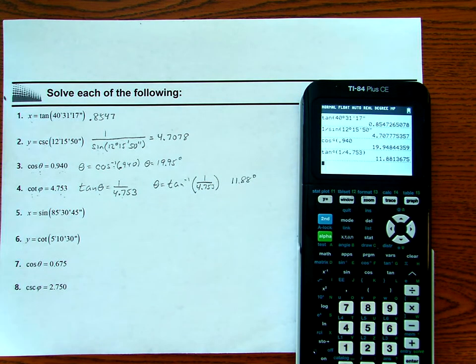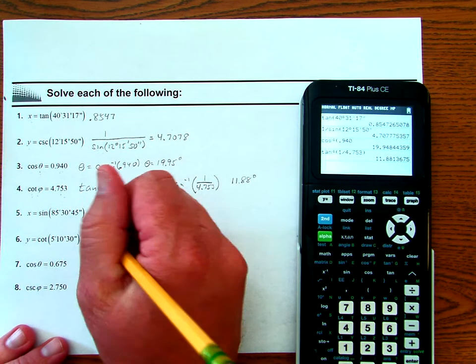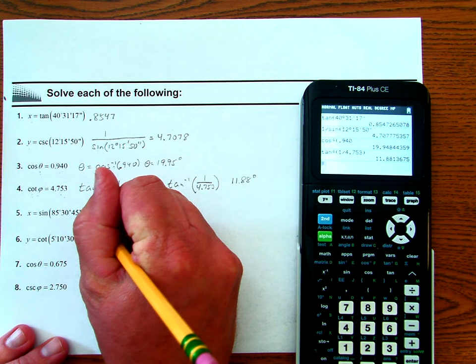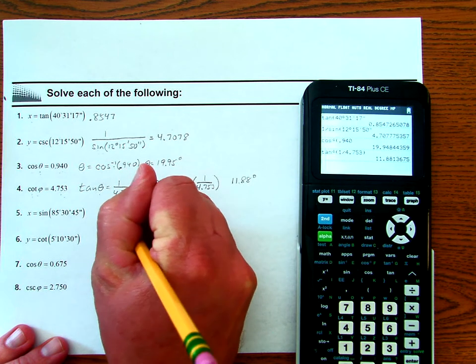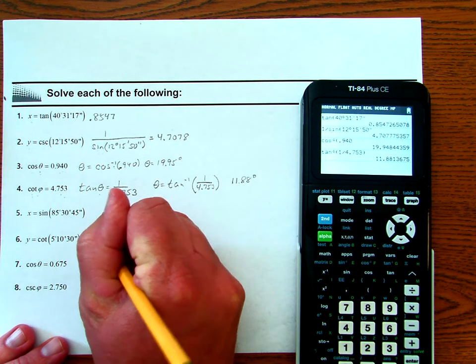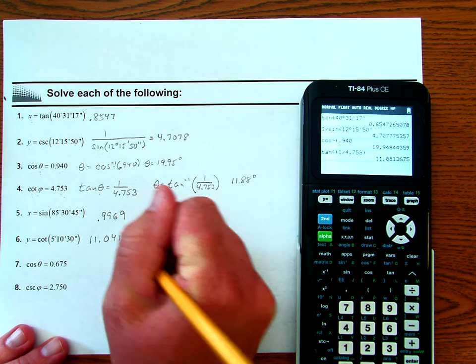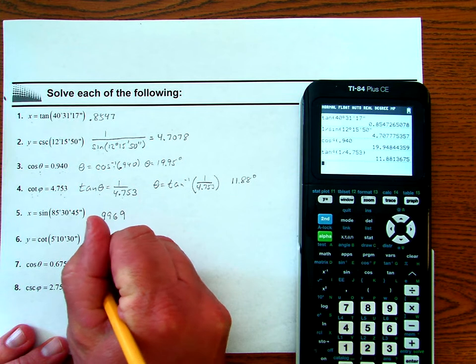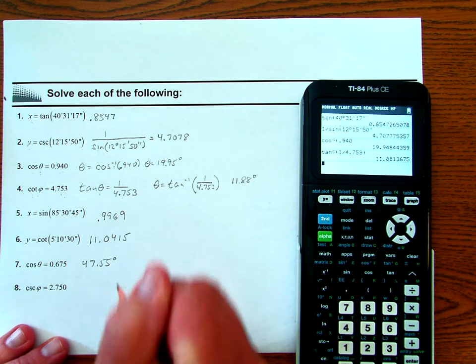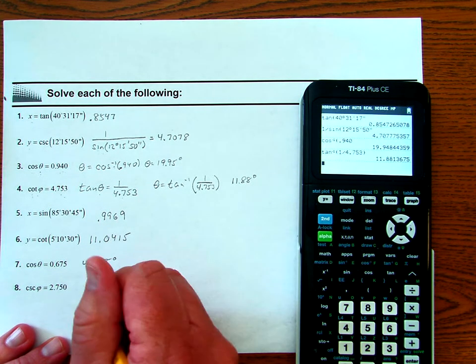All right, 5, 6, 7, and 8 all follow basically the same format as 1 through 4. You're on your own to try those if you feel like you need to practice. I'll write down the answers. 0.9969, 11.0415, 47.55 degrees, 21.32 degrees.